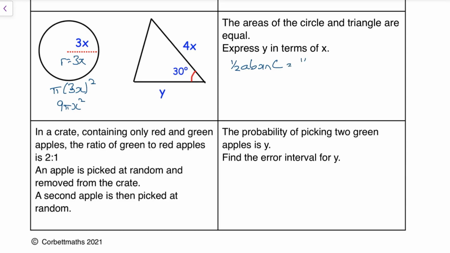So the area of my triangle is a half times 4x times y times sine of 30, which I'm going to write here, but I know sine of 30 is a half.